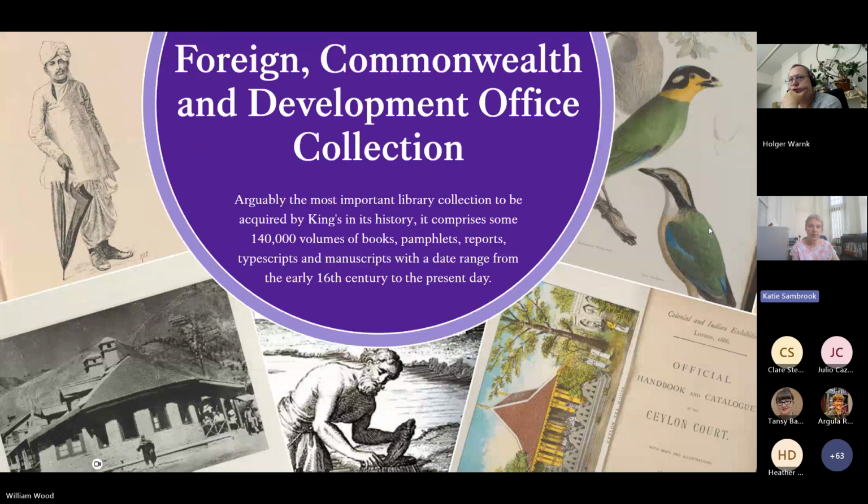Now, Marsden gave his collection to King's in 1835, which makes it one of our foundation collections. But the second collection I'm going to talk about is a much more recent acquisition. The UK Foreign Commonwealth and Development Office, or FCDO, is a government department, and it had built up an enormous historical library collection over the past 250 years, when in 2007, the FCDO approached King's and asked us if we might be interested in taking on this collection.